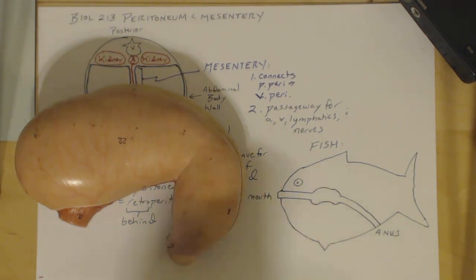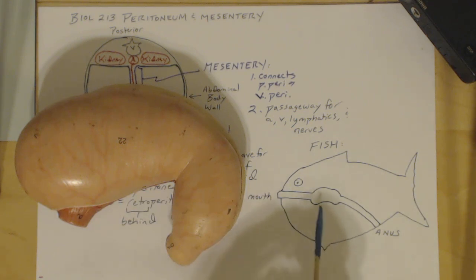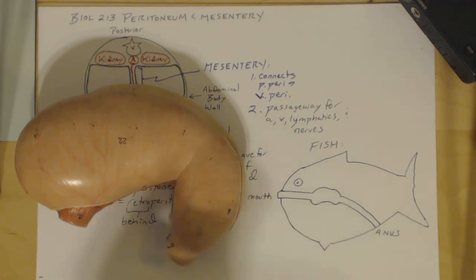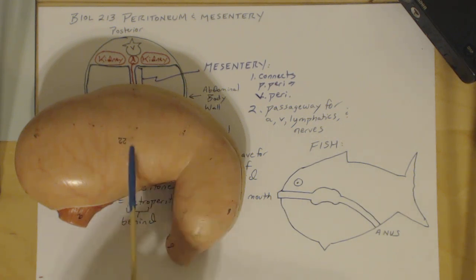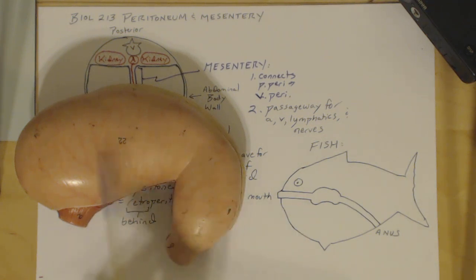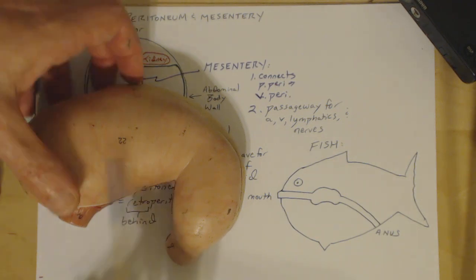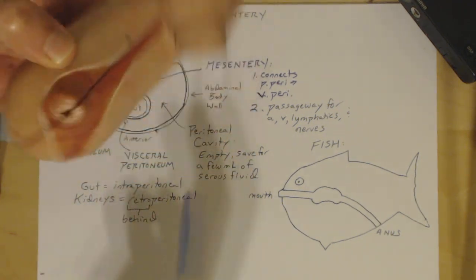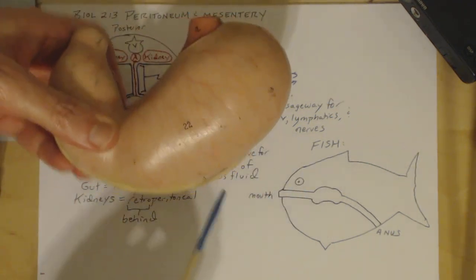And here is the greater curvature. This is the lesser curvature. And here is the lesser curvature. This is initially how your stomach is positioned, in a quadrupedal vertebrate, or maybe even if you don't have legs, in a more primitive vertebrate. But of course, in you and me, during development, the stomach twists and turns and gets moved around and ends up in this position.